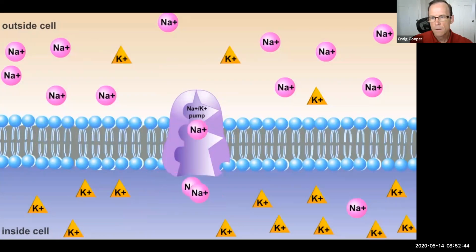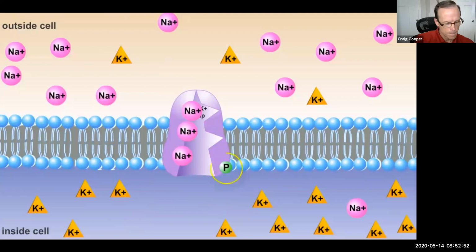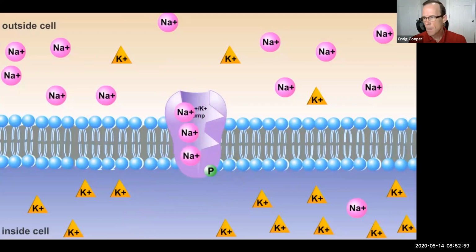After 3 sodium ions are positioned within the carrier protein, an ATP molecule is split, releasing phosphate. This phosphate binds to a location on the exterior of the carrier protein, causing the protein to change shape. As the protein changes shape, the 3 sodium ions are released to the other side of the membrane.